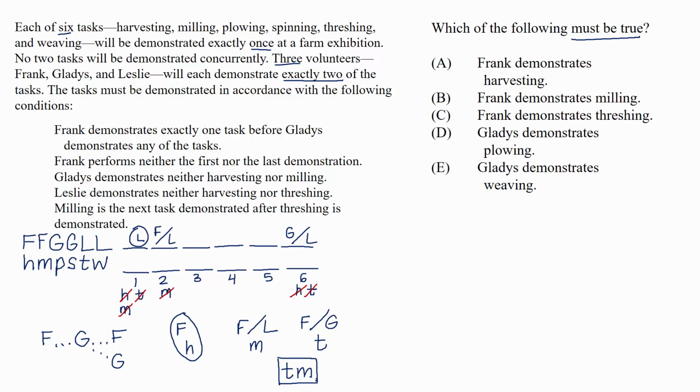Choice A says that Frank demonstrates harvesting. That's it. We can select this and move on. On test day, that's how deductions up front save us time later on. A must be true. We deduced that Frank must demonstrate harvesting, and maybe we don't even remember how we got to those deductions, but that doesn't matter. The work that we do in our initial setup should pay off in the questions.